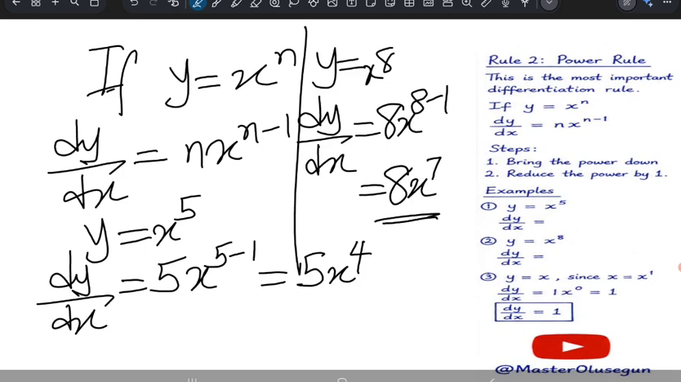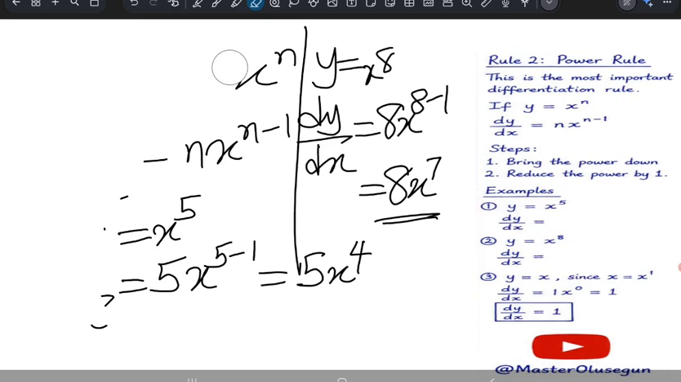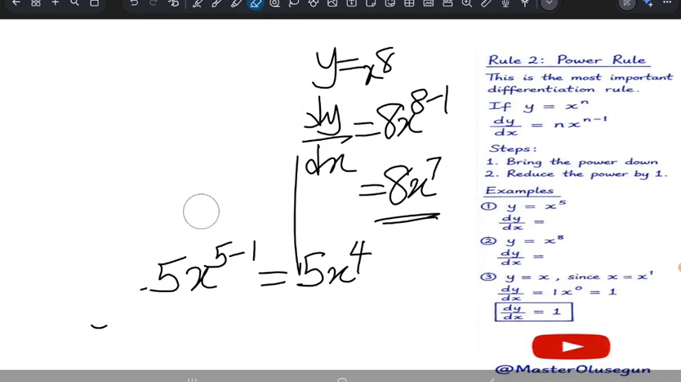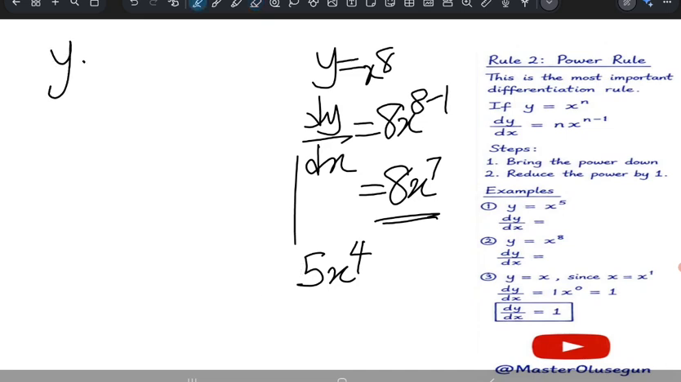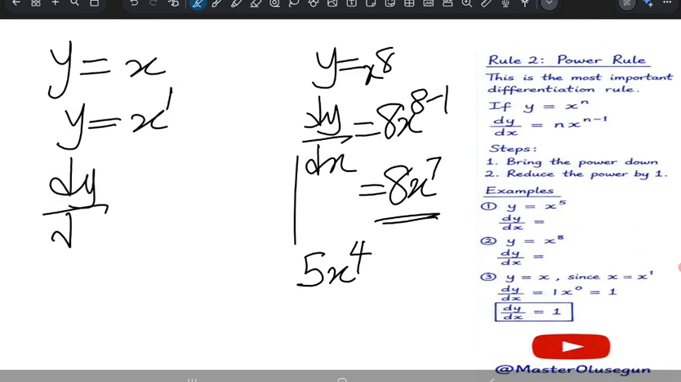Another meaningful example is y is equal to x. You have to differentiate this, but there is something you need to know about it. This y is equal to x can also be written as y is equal to x raised to power 1. Therefore, differentiating y with respect to x, we have 1 times x raised to power 1 minus 1. We have x raised to power 0, which is equal to 1, from the laws of indices: anything raised to power 0 is equal to 1.